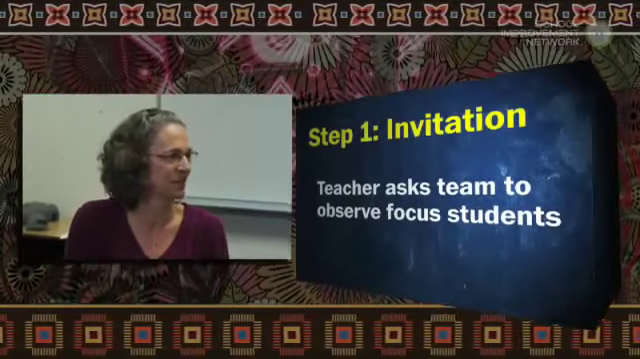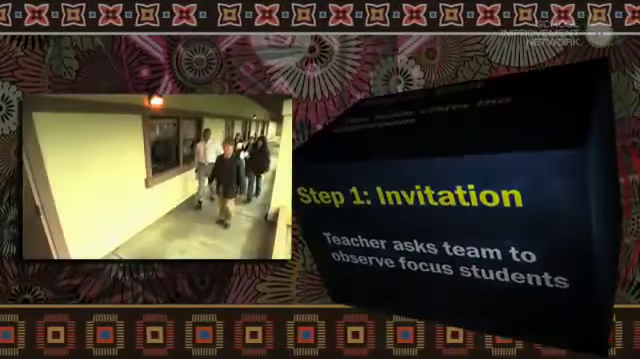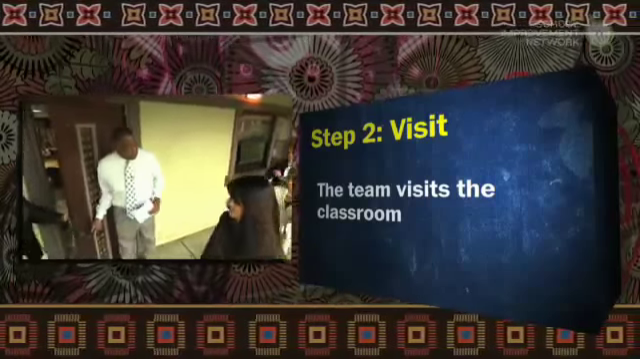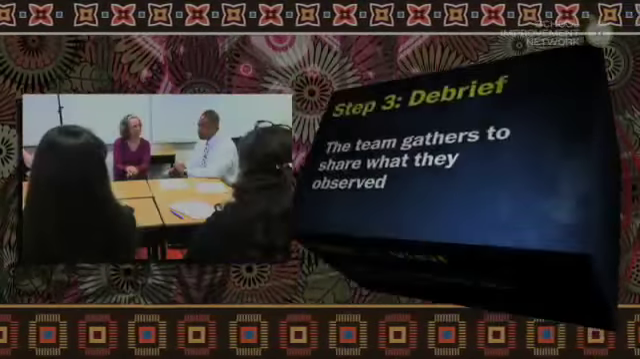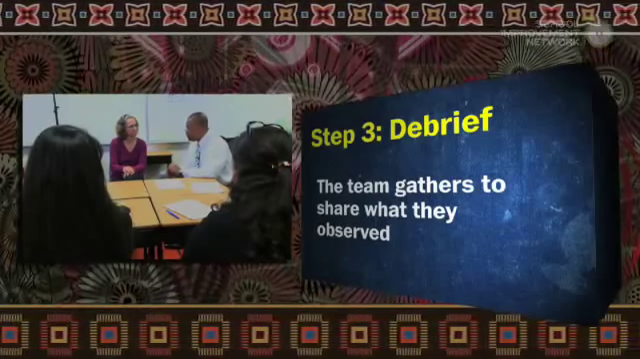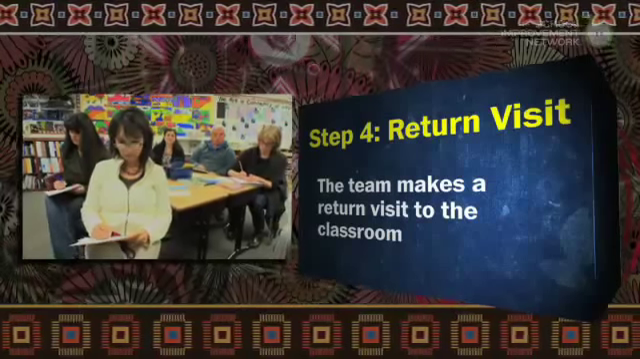As we have seen, the Practical Equity Walkthrough cycle involves 4 steps. In the first step, the teacher meets with the team and asks them to observe her focus students. In the second step of the cycle, the team visits the classroom to observe the focus students. In the third step, the team gathers to share what they observed. And in the final step of the cycle, the team returns to the classroom to see if their feedback worked.